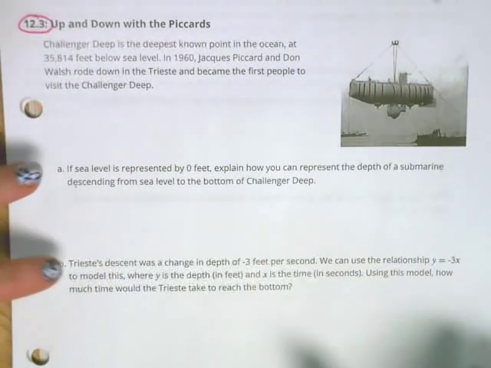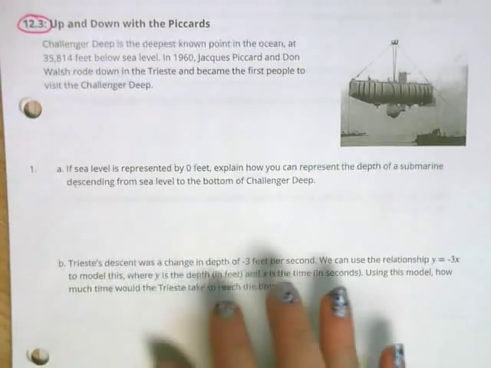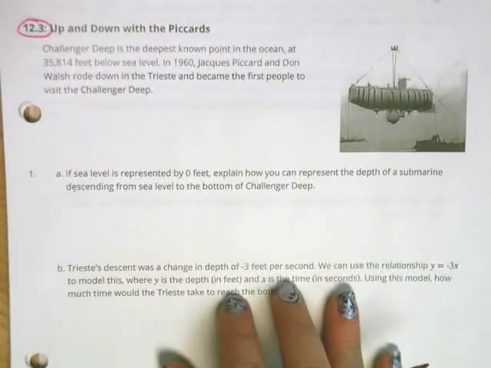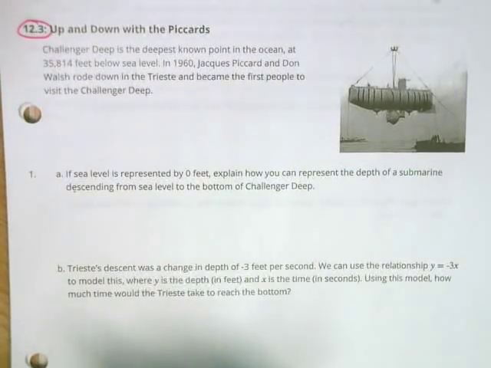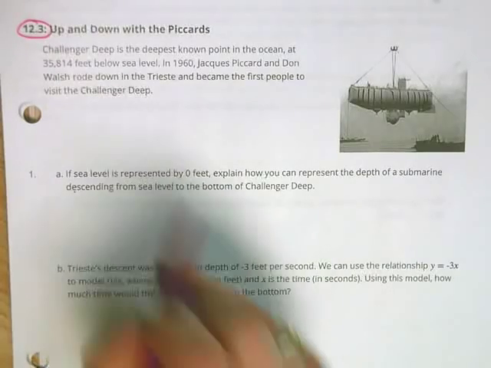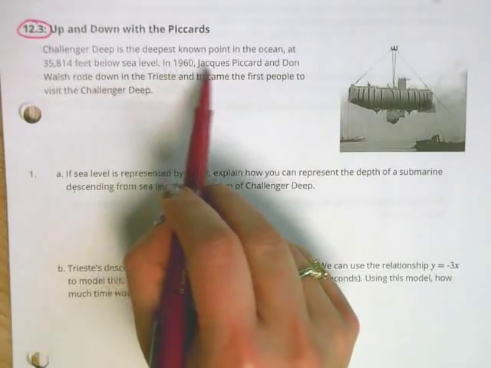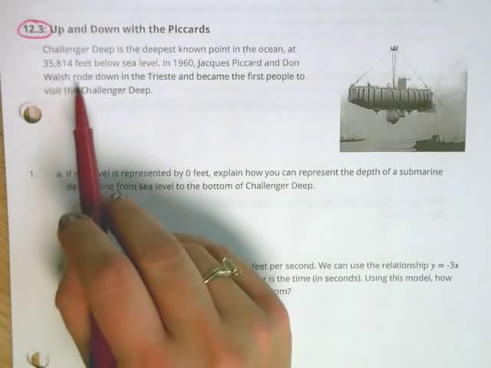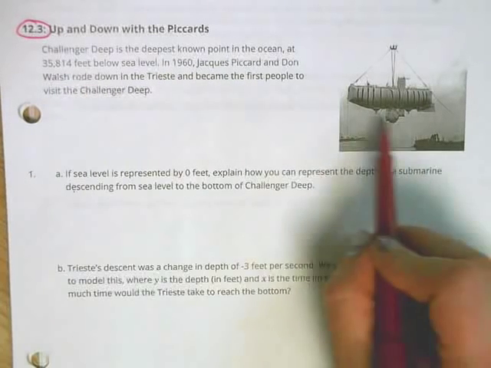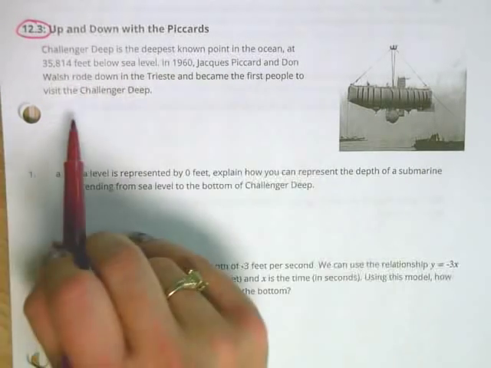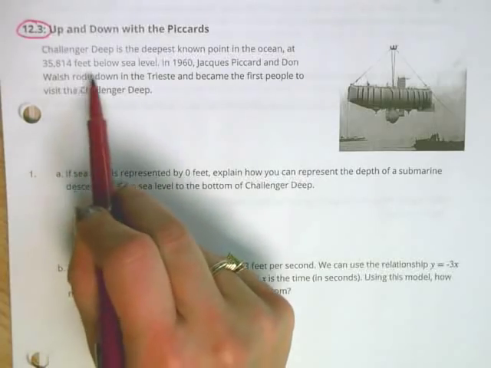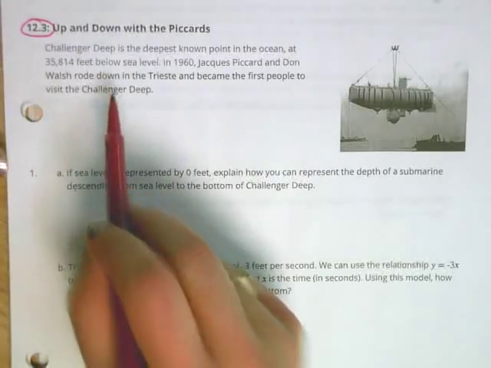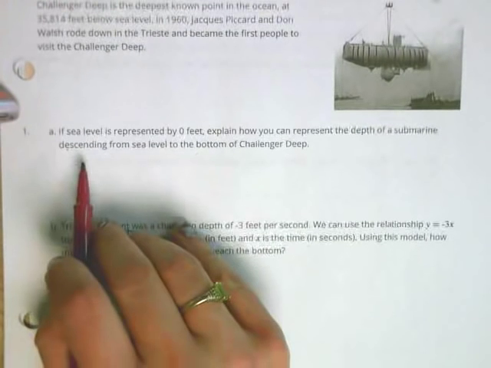It says Challenger Deep is the deepest known point in the ocean at 35,814 feet below sea level. Have you guys heard of this place? It's a place in the ocean, in the Pacific Ocean near Japan. And in 1960, Jacques Picard and Don Walsh rode down in this ship, the Trieste, and became the first people to visit all the way down there, 35,000 feet below sea level. That's pretty amazing. So we've got a couple of questions.